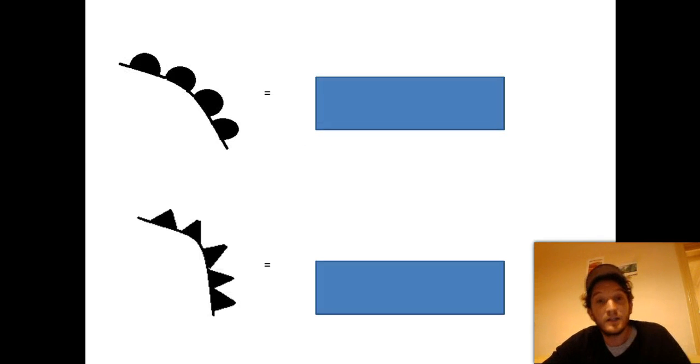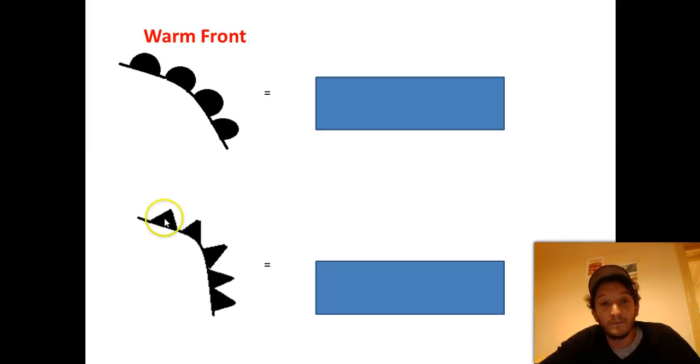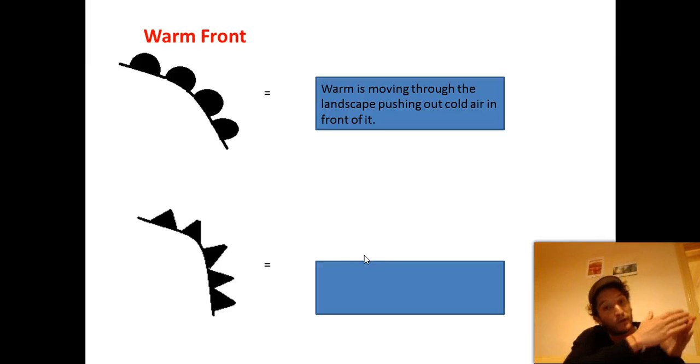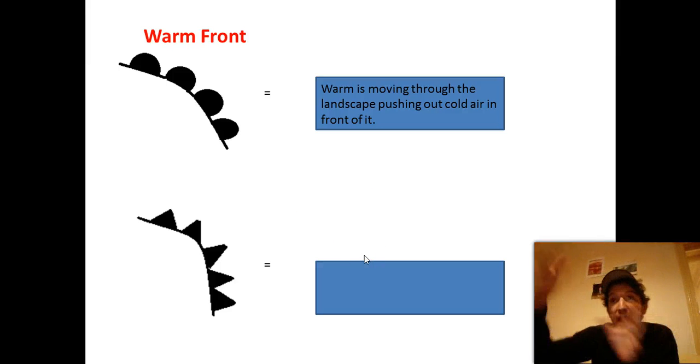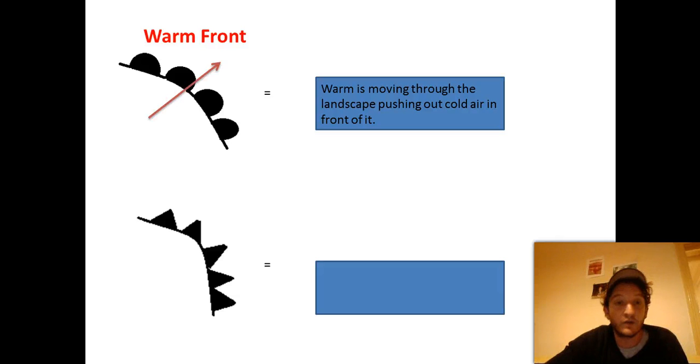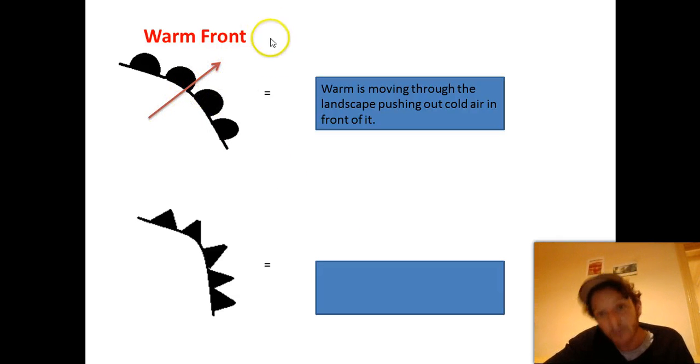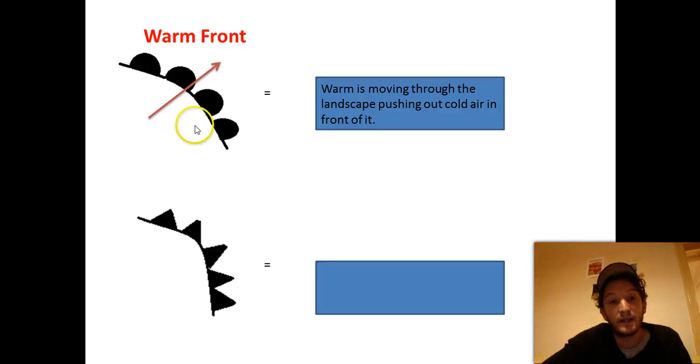Okay, we're almost there. There's only one small thing that we still need to look at, and that's these two symbols here. You'll sometimes see them. So the first one is the warm front, and the warm front basically is warm air moving through the landscape, pushing out the cold air that's in front of it. So it moves in this direction. This is the front of it. Students sometimes mix it up. It's moving this way through the landscape, and behind it there's warm air, and it's pushing out cold air.